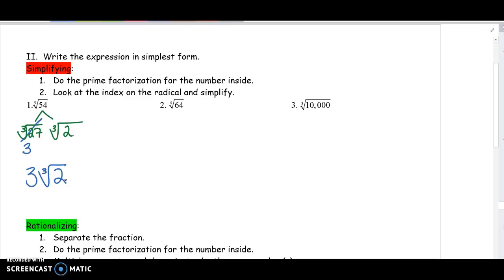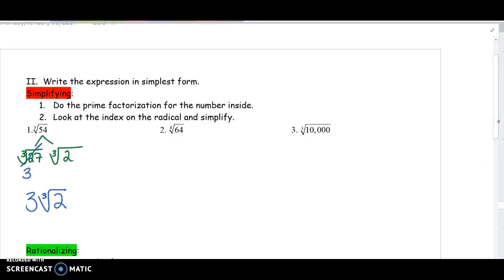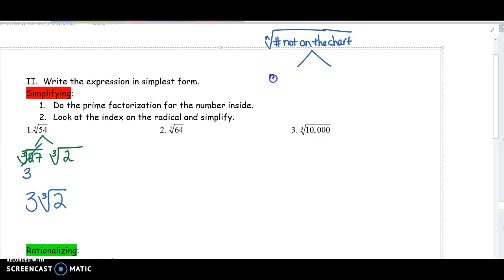Be careful with your index. Make sure your index looks like an index in the checkmarky part and not an exponent. You want to make sure your 3 doesn't look like an exponent. Okay, so up here at the top, I'm going to kind of visualize what this strategy is. So you've got the nth root of a number not on the chart. We need to simplify the nth root of something that isn't on our perfect chart. We split it into the nth root of a number on the chart times the nth root of another number.